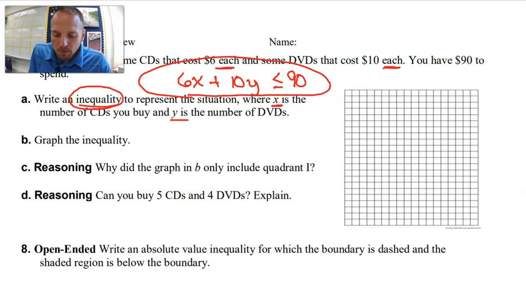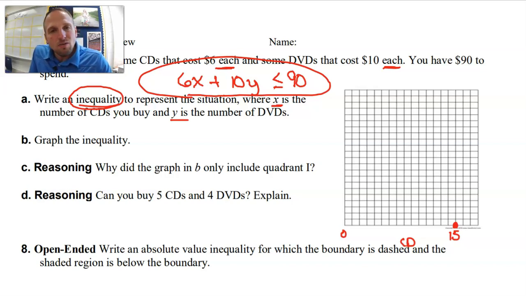Well, let's think about this. If I would only buy CDs for $6 each, how many could I buy? I could buy 15. So let me see. CDs are going to be down here. I'm going to go over to 15. 1, 2, 3, 4, 5, 6, 7, 8, 9, 10, 11, 12, 13, 14, 15. Okay, that was 15 right there. So I could buy 15 CDs.